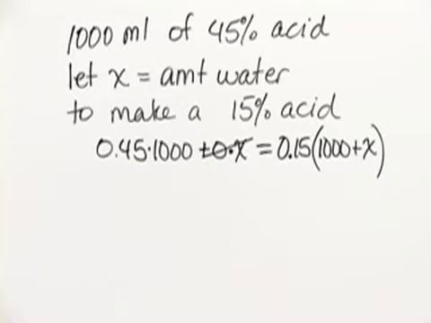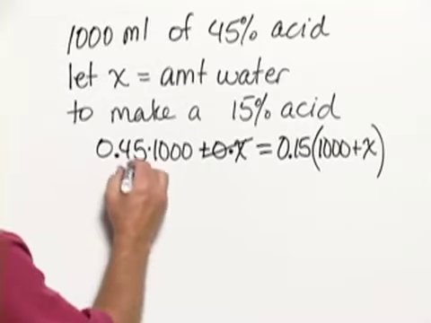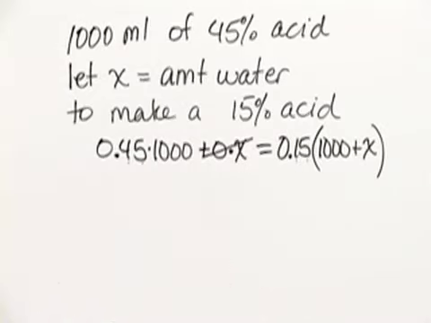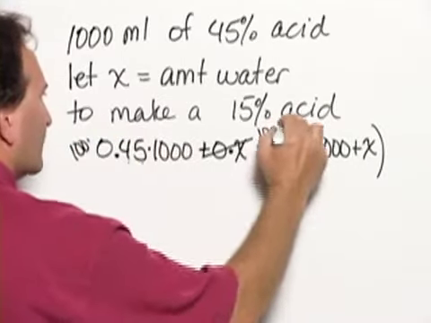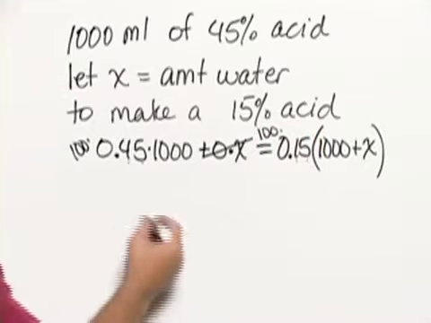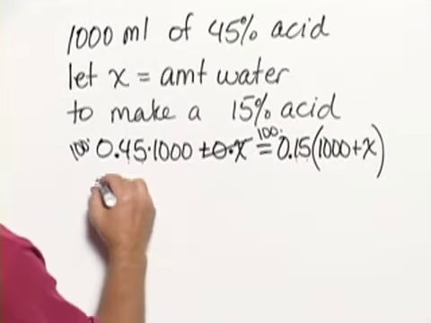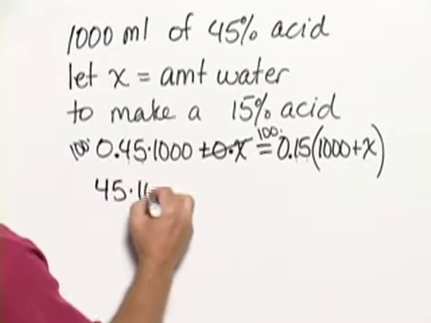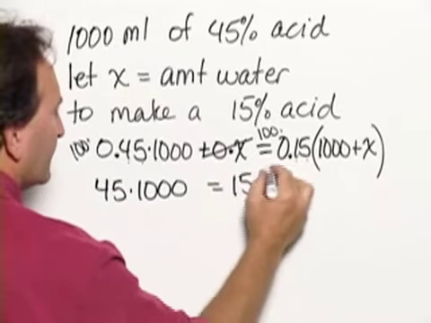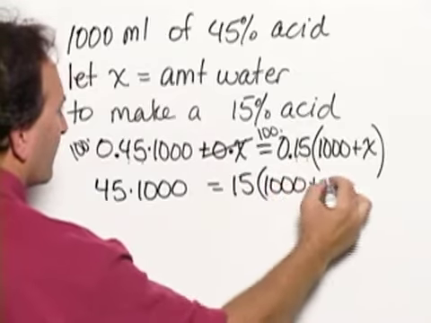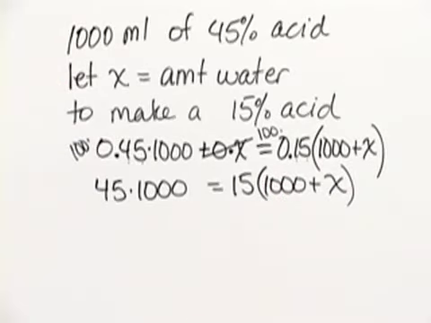Then I want you to notice that this involves decimals which have 2 decimal places. So what we're going to do is multiply both sides of this equation by 100. 100 times this side, 100 times that side. That'll clear out the decimals. So we would have 45 times 1,000 equals 15 times (1,000 plus X).